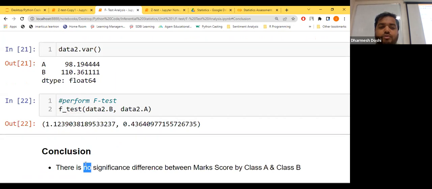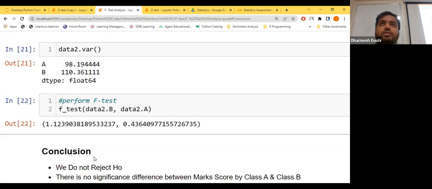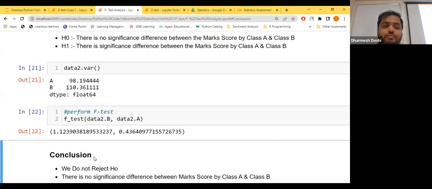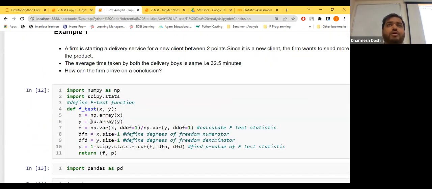What is the conclusion? We do not reject H0. So there is no difference in both the classes. Easy. Guys, this function, you have to create it. Inbuilt function is not giving the reliable answer. That's why I have made the function. Clear? Any question?